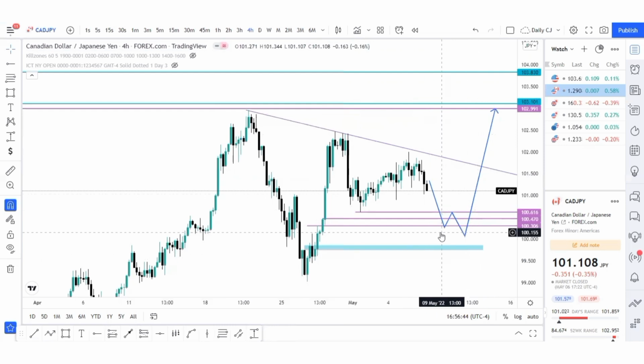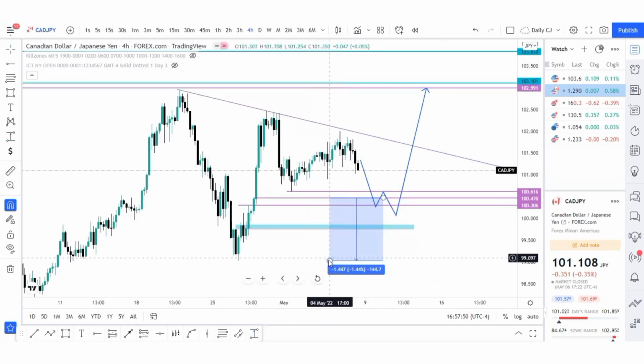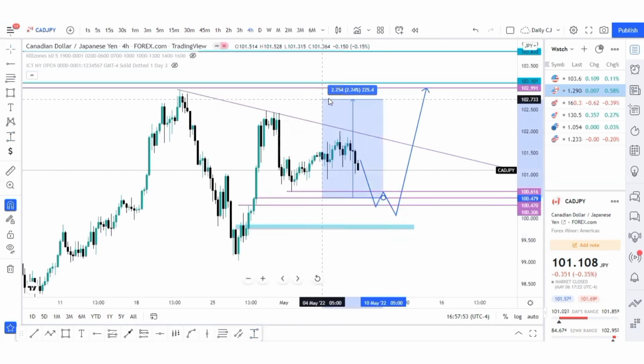Then here, I can wait for lower time frame confirmation when price gets to this level. I will not just buy here and put my stop loss here. It's way too much. Let's look at that range. From that level we're going to enter from, the range is minus 144 pips. That's way too much. So let's look at the potential reward. The potential reward here is like 250 pips or thereabouts.